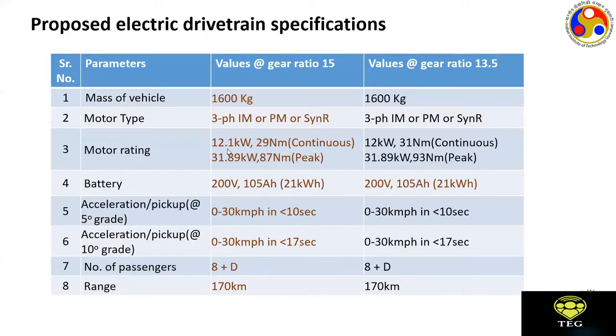It should produce 12 kilowatt, should have 29 Newton meter of torque for continuous or rated condition, and it should give a peak power of around 31.89 kilowatt. So it's roughly 3 times, not exactly 3 times, a bit less than 3 times. And the peak torque is 87 Newton meter if we go for a gear ratio of 1 is to 15. If we want to go for a gear ratio of 1 is to 13.5, then this is the rating of the machine.